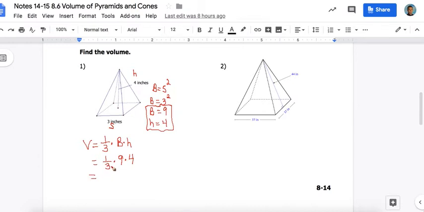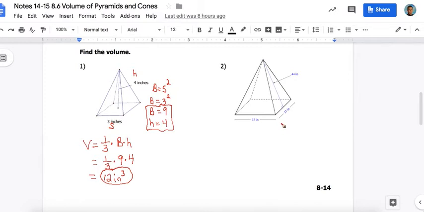So there's two ways you can calculate this. You can do 1 divided by 3 times 9 times 4. Or you could do 9 times 4 and then divide by 3 at the end, because multiplying by 1/3 is the same as dividing by 3. I don't care what method you use as long as you calculate the volume correctly. So we would get 12 inches cubed. Remember, the volume label is inches to the 3rd power, or inches cubed.